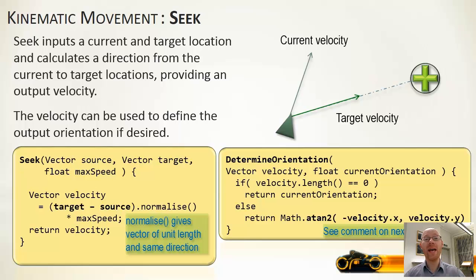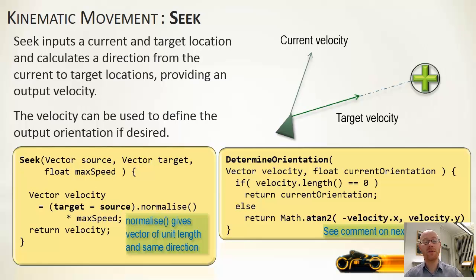And if we do that, what it means is that we have a vector that points from where we're at towards the target we want to get to, and the length of that vector, which is a velocity, is the speed at which we want to move. And we simply return that.